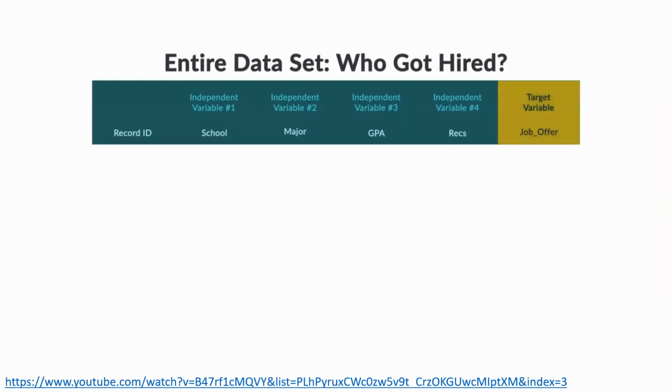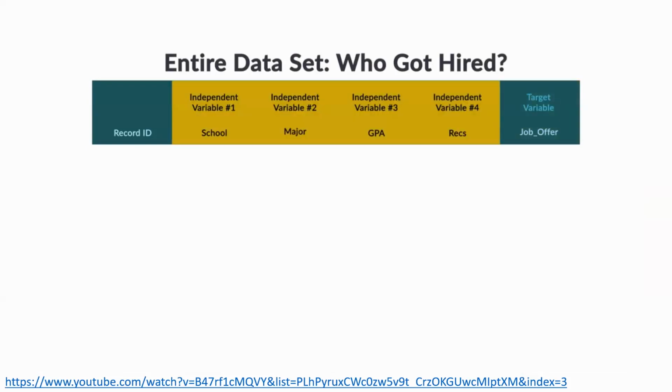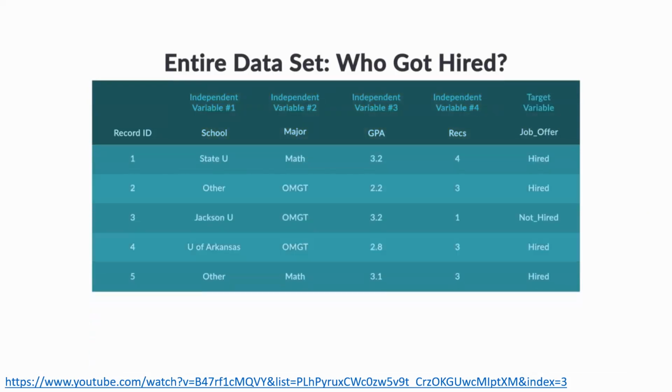In this case, it involves our target variable, whether or not the student was hired. It also contains the relevant independent variable information. Here, we see our entire data set. For our first student, record ID number 1, we see she went to State U, majored in math, had a GPA of 3.2, had 4 letters of recommendation, and was hired after graduation.